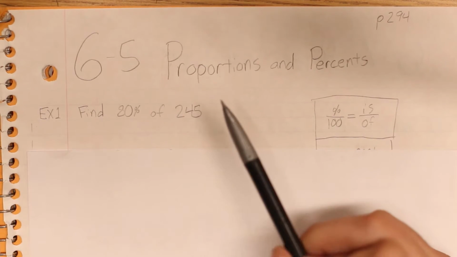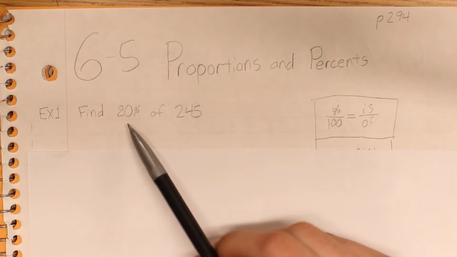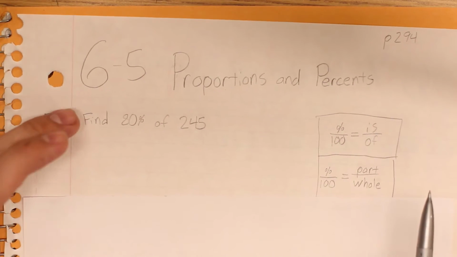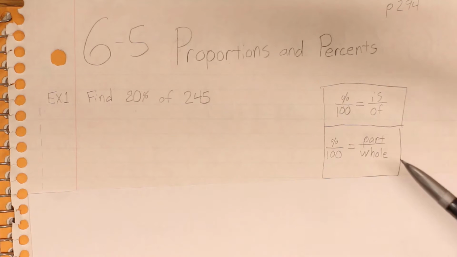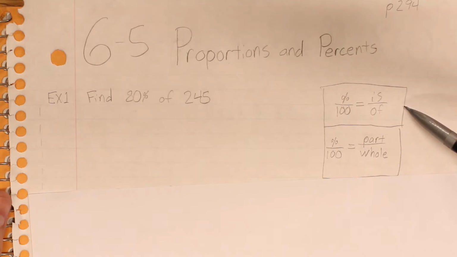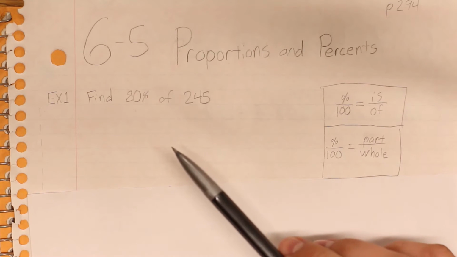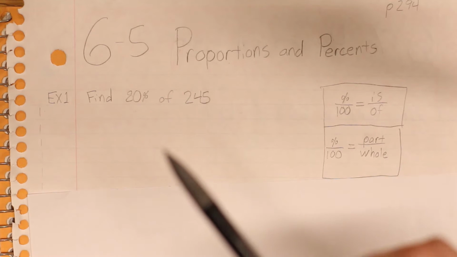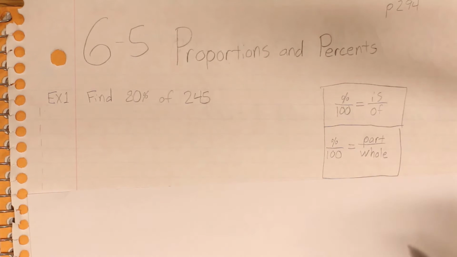So the first thing you're going to want to copy down is this example right here and these two little examples over here. These aren't really examples. These are more like formulas for what we're going to do. So we've already done examples like this one right here. We're told to find the percent of a number.